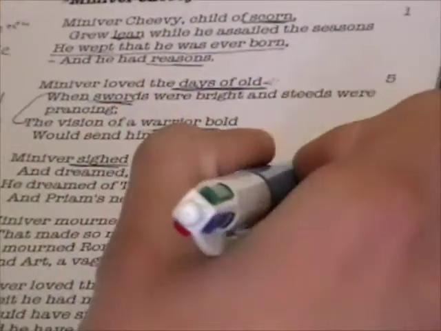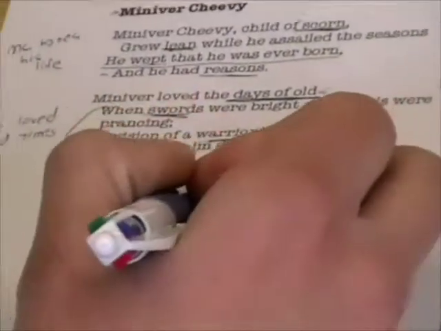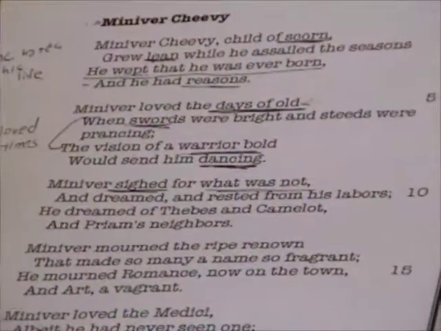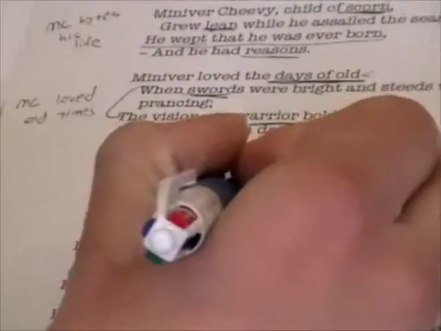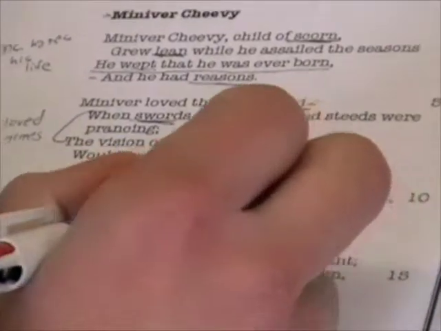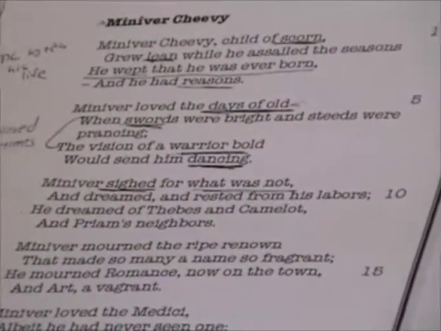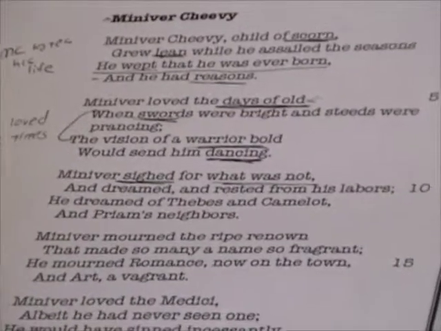And dreamed and rested from his labors. So he's thinking about something. He's probably thinking about the days of old. He dreamed of Thebes and Camelot and Priam's neighbors. Well, the word Camelot and Priam, I don't know those words, but Thebes is familiar to me. Where do I know that from? Oh, that's right. Thebes is the name of the city in the play Antigone that I read in my English class. I know that the play Antigone takes place in ancient Greece. So Thebes is another reference to the old times.